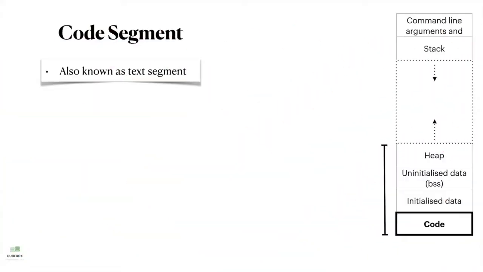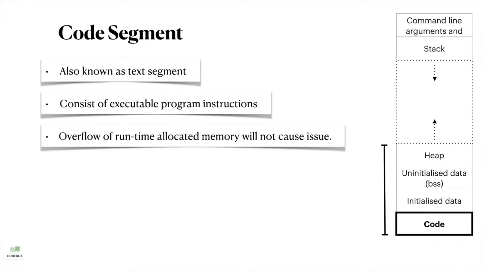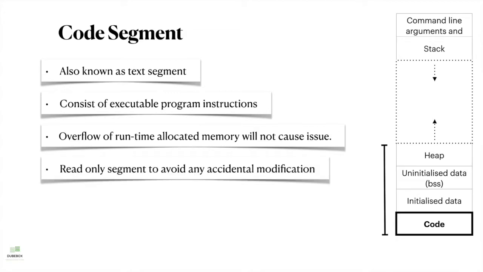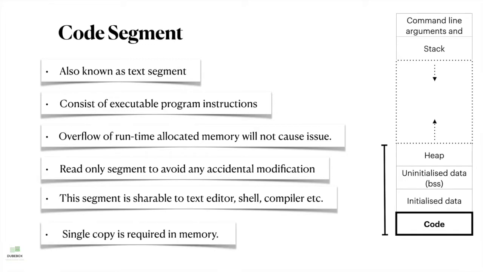Code segment. This is the bottommost segment. It is also called the text segment. It consists of executable program instructions. This code segment is kept far away from runtime allocatable segments, heap and stack, so overflow of runtime memory allocation will not impact the code segment. This is a read-only segment, which avoids accidental modification. This segment is shareable among the compiler, text editor, shell and so on, so only a single copy is needed in memory.